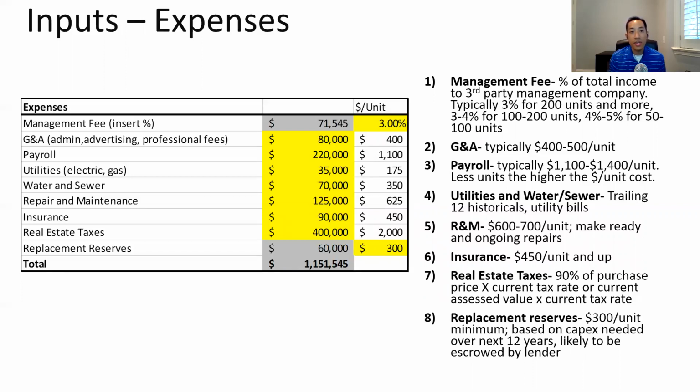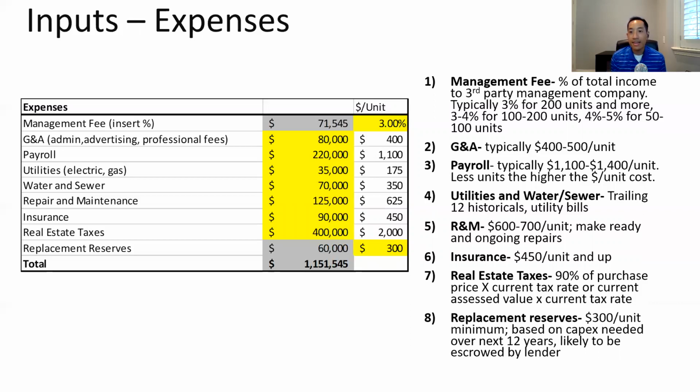G&A, so this is going to be admin, advertising, professional fees, about 400 to 500 a door. Payroll is usually about 1,100 to 1,200 a door. But as you get smaller in size, this will increase per unit. Utilities, definitely look at the T12 historical utility bills. R&M is about 600 to 700 a door. Insurance right now in Texas is about 450 a door if you have no major claims or you aren't in a floodplain. If you are, it's going to be significantly higher.